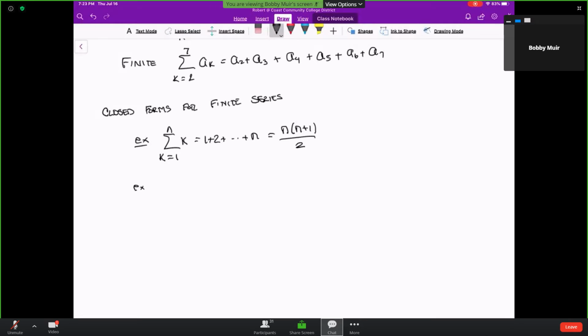We also had another one. This is very important in finance. If we go k equaling 0 up to n of, let's say, r raised to the kth power, it's 1 minus r to the n plus first power divided by 1 minus r.